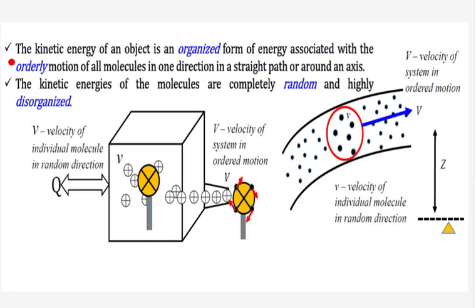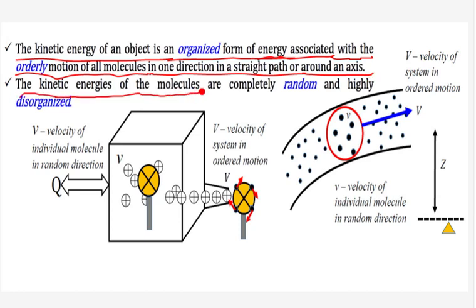Next, the kinetic energy of an object is an organized form of energy. This is a very important thing. Kinetic energy of an object is an organized form of energy associated with molecules moving in one direction in a straight path or around an axis, while the kinetic energy of molecules, see, this is kinetic energy of an object or a system, that is an organized form of energy, but the kinetic energy of molecules is completely random and highly disorganized.